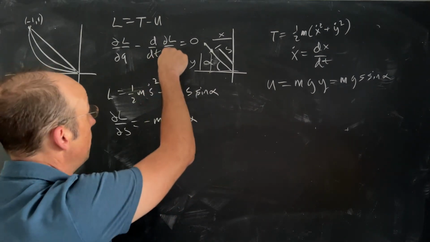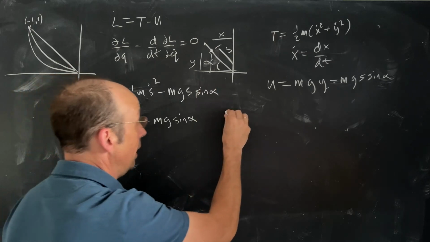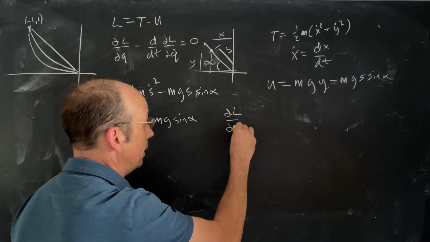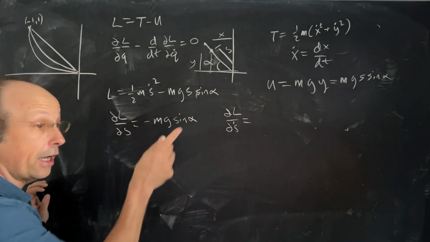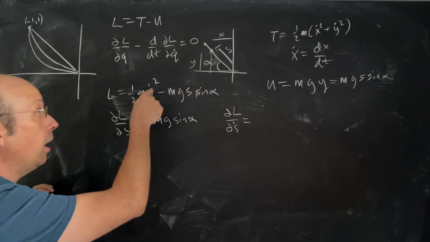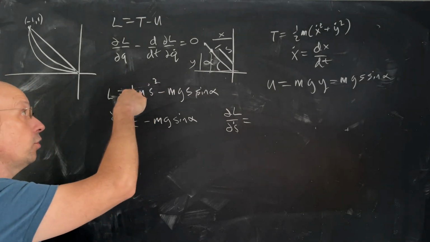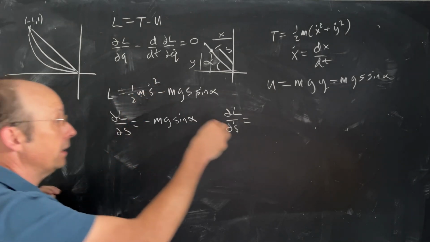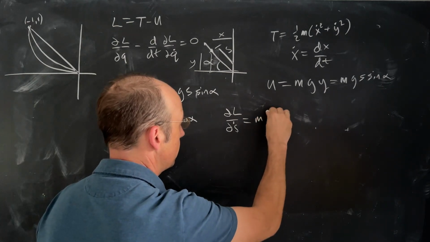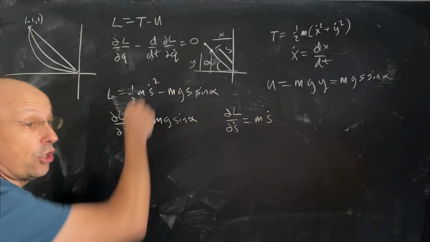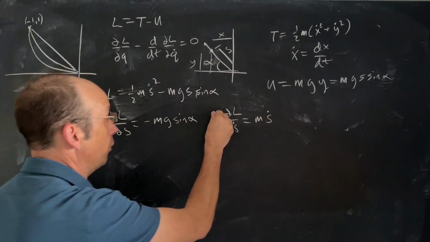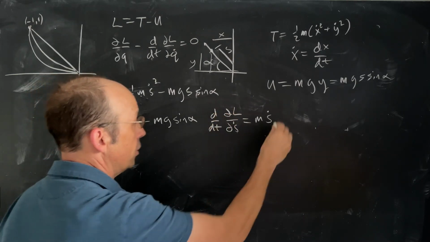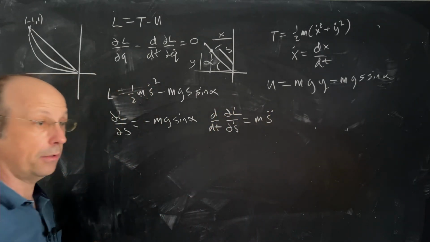Okay, now the next term, I'm just going to do the partial of L with respect to s dot. Again, all I cared about is s dot. There's only one term there. I use the power rule, so I get 2 times 1/2 is 1, m s dot. Now I need to take the absolute derivative of that with respect to time. And so I get m s double dot.